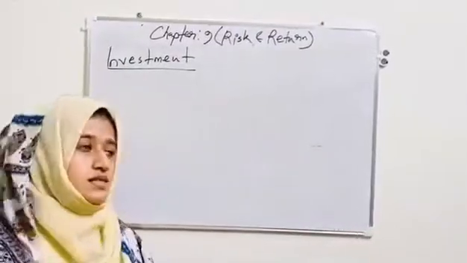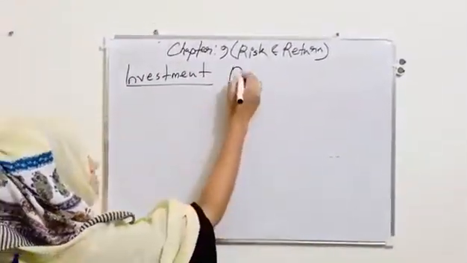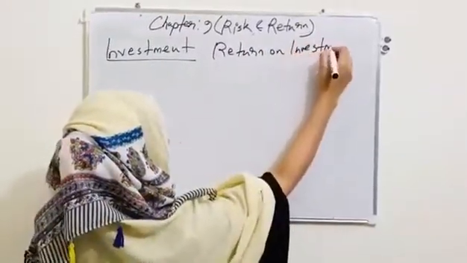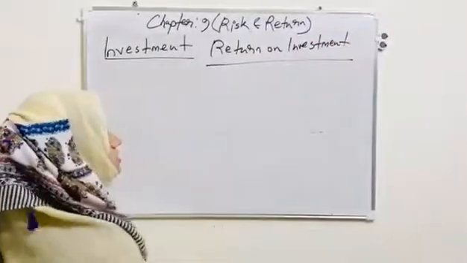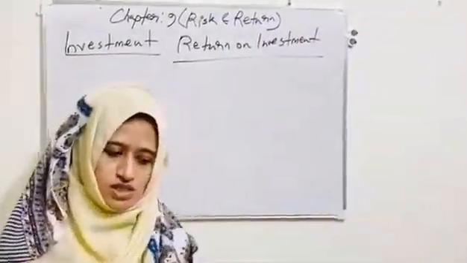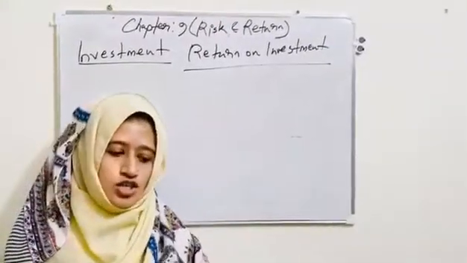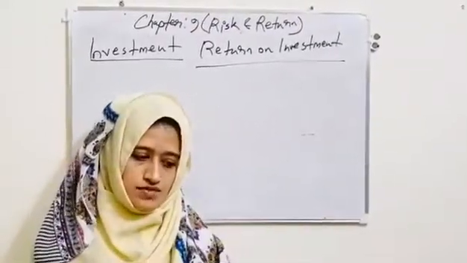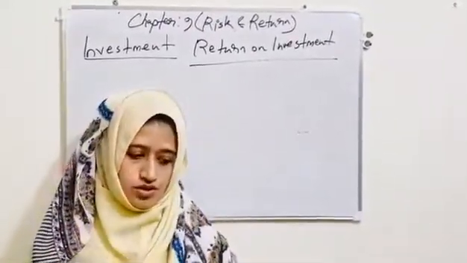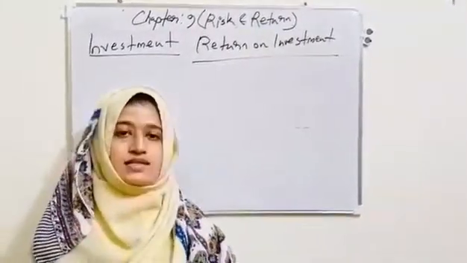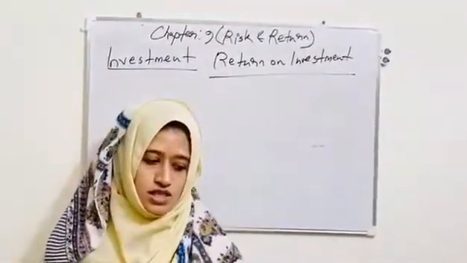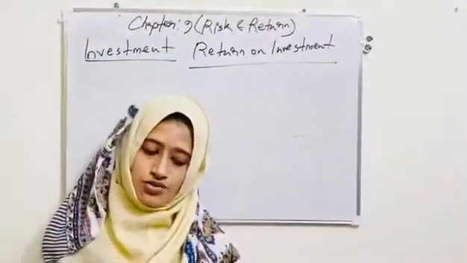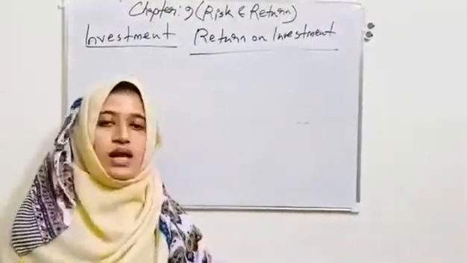And second one is return on investment. We can call it as ROI. What is return on investment? It is a financial ratio used to calculate the benefit an investor will receive in relation to their investment cost. It is most commonly measured as net income divided by the original capital cost or cost of capital of the investment. The higher the ratio, the greater the benefit will earn.